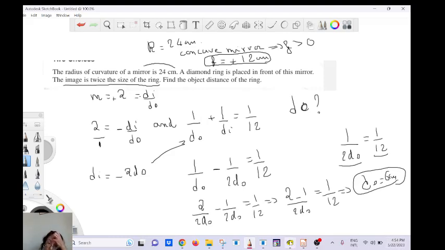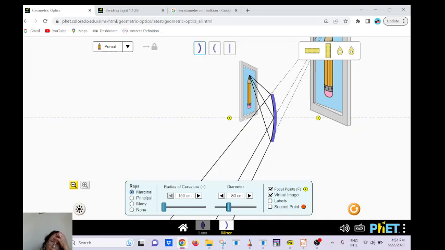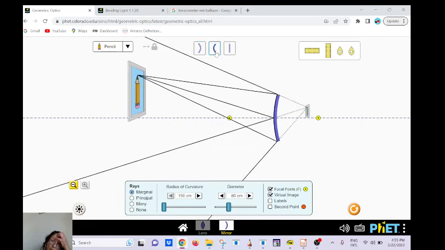Okay. I think there is a last one. So here we have an object that is smaller. So it has to be a convex mirror. Has to be a convex mirror. So that means d sub I is going to be negative. It's smaller, okay? The only way you can have a smaller virtual image is that you have a convex one. You see, it's virtual. So that's why you have to play with those simulations.